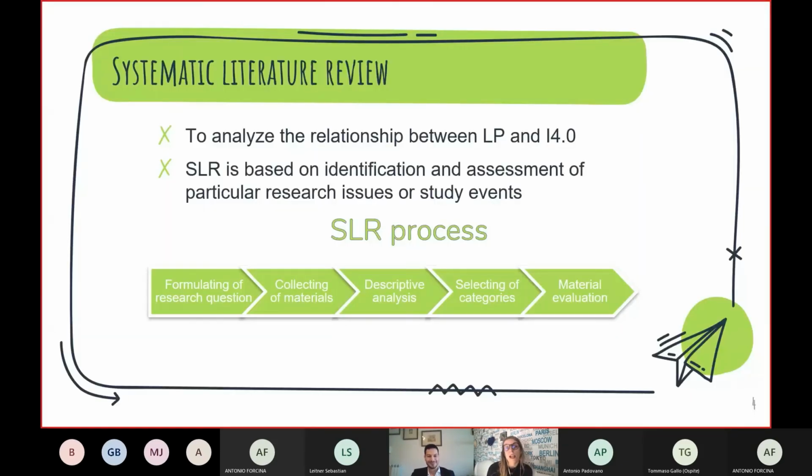To analyze the relationship between Lean Production and Industry 4.0, we realized a systematic literature review. A systematic literature review is based on identification and assessment of a particular research issue or study events. The systematic literature review is composed of 5 steps, which we will describe in the following slides. The 5 steps are formulating research questions, collecting of materials, descriptive analysis, selecting of categories, and material evaluation. Next, please.